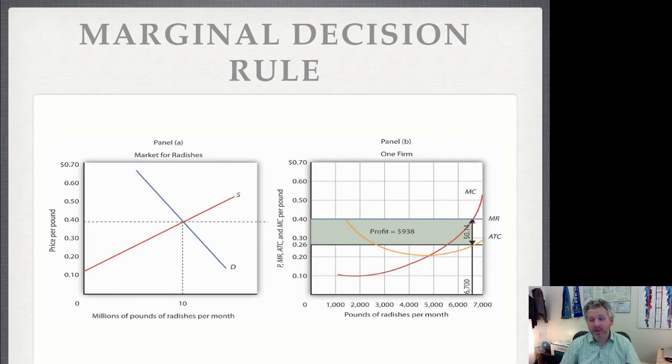As it turns out, if you were to pick any other level of production and calculate this profit, it would always be lower than 938. The point where marginal revenue equals marginal cost is the point that is guaranteed to maximize the size of that rectangle. That is the largest economic profit possible.